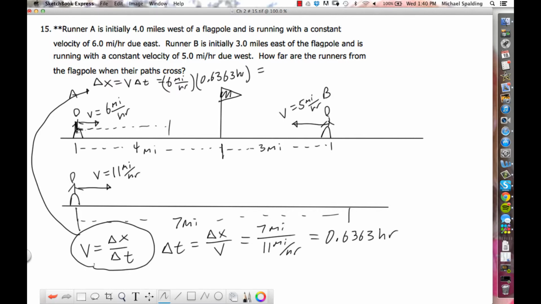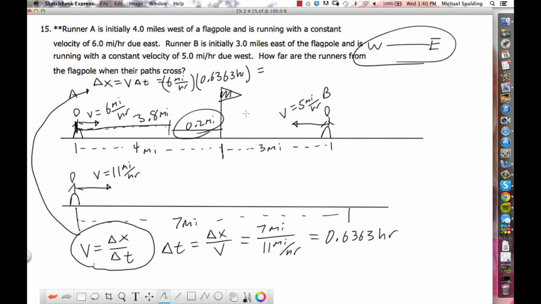And by the way, we can figure the answer out now. This guy, person A, travels 3.8 miles. So how far will he be from the flagpole at that point? 0.2 miles, which should be the answer. Is that the answer? 0.2 miles is where they meet, at a distance of 0.2 miles on the west side of the flagpole. This way is west, this way is east.